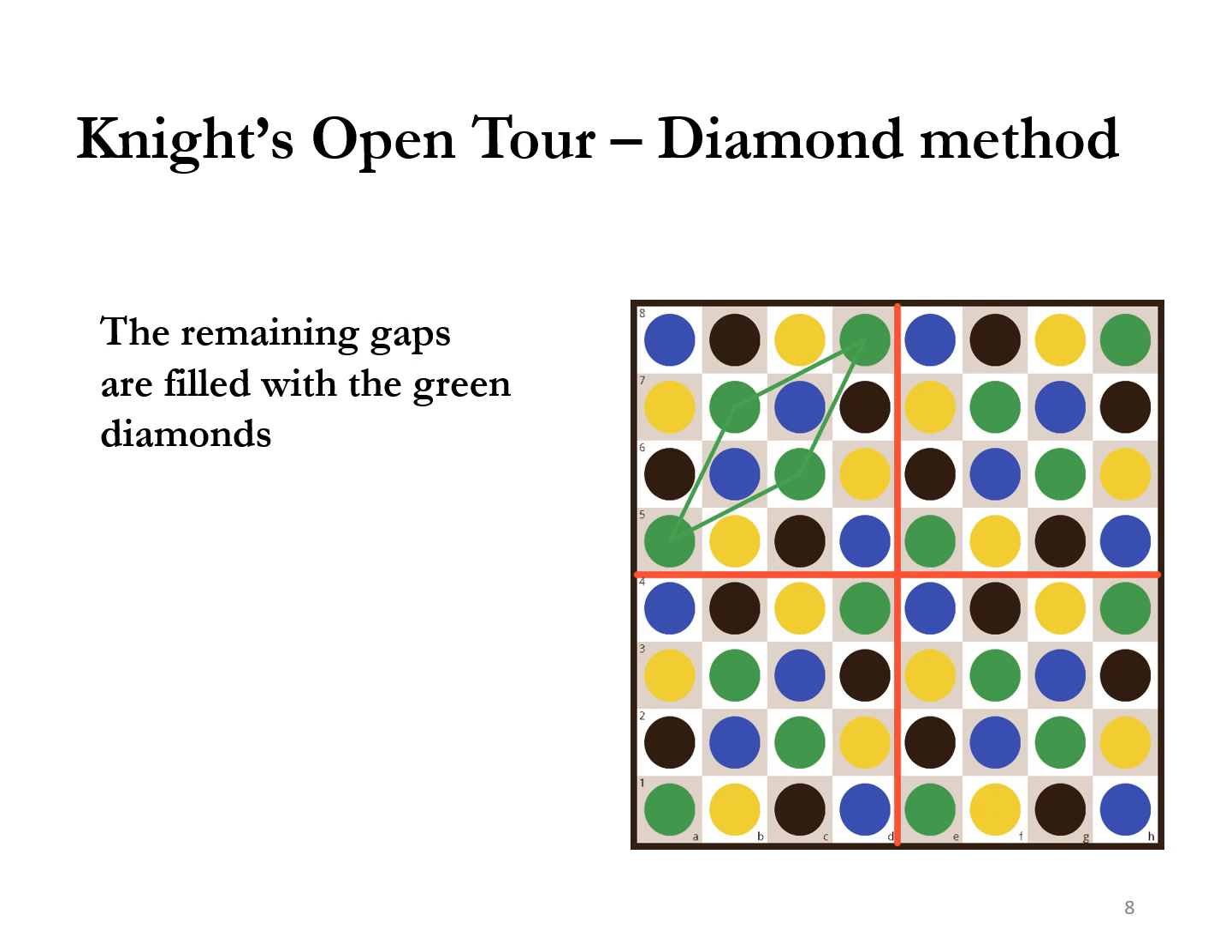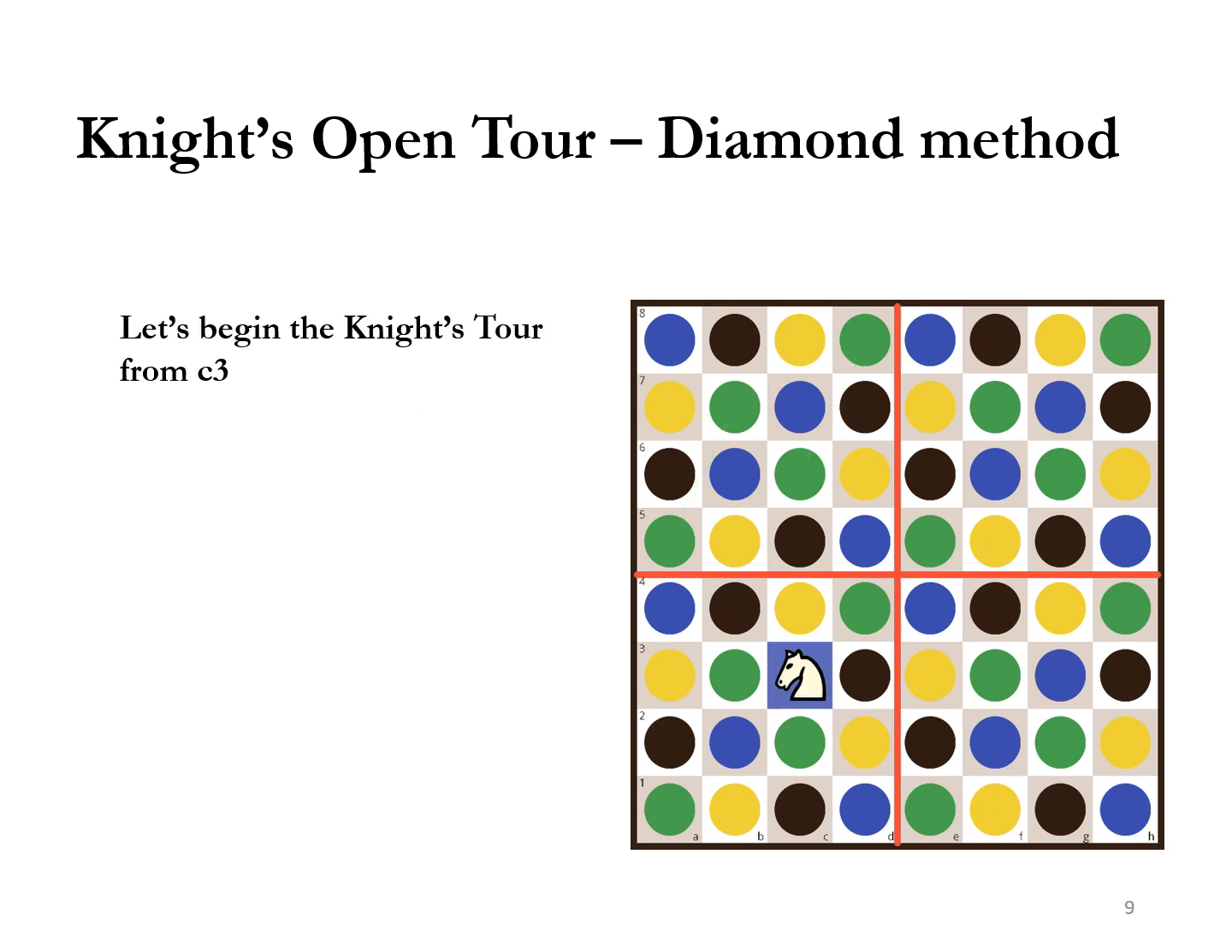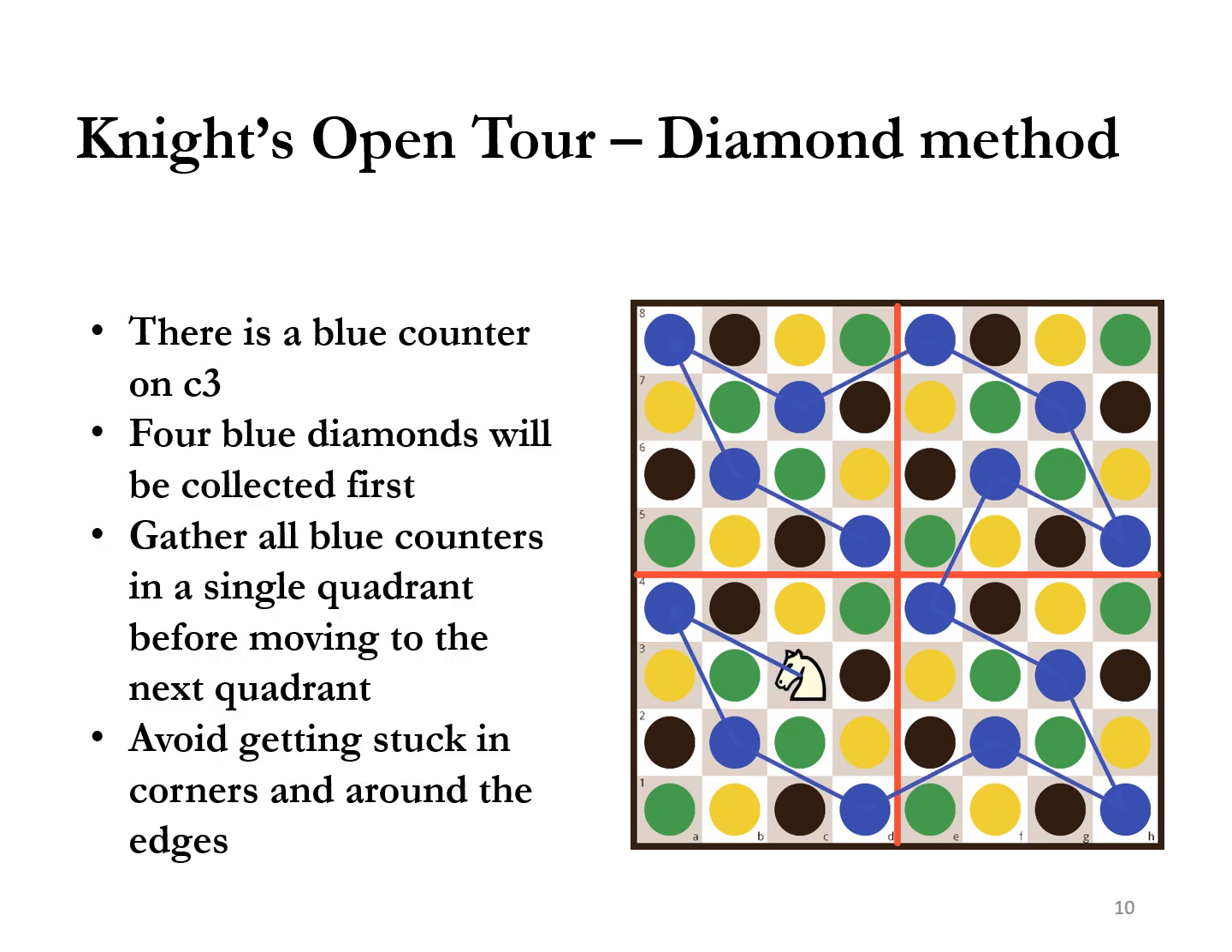We are now ready to invite the knight to the arena. Let's begin the knight's tour, let's say from c3. We could have picked any other square. The diamond method works equally well from any starting square. There is a blue counter on c3, so blue diamonds will be collected first from the board. There are 4 blue diamonds, 1 in each quadrant.